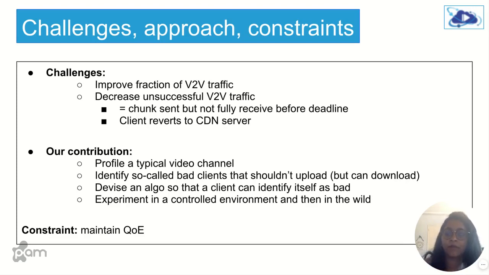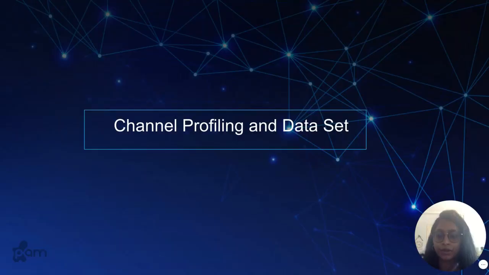In this paper, we have profiled a typical video channel. We then identify the bad clients that shouldn't be uploading the chunks to the viewers, and then devise an algorithm to allow the clients to identify the viewers as bad. We have done the experiments both in controlled settings and in the wild. One of the main constraints while creating this algorithm is to maintain the quality of experience for the viewers.